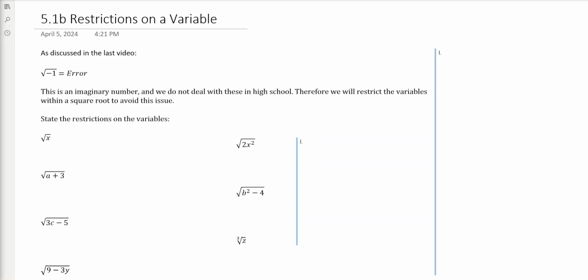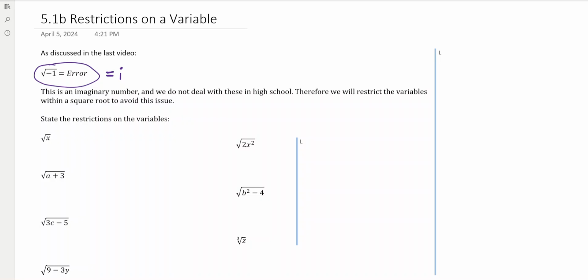So for square root functions or square root expressions, we just have to remind ourselves about a fact from the last video, which is that the square root of -1 is an error in your calculator. So basically we can't get the square root of -1. That would give us i, which is an imaginary number. It's a special type of number.